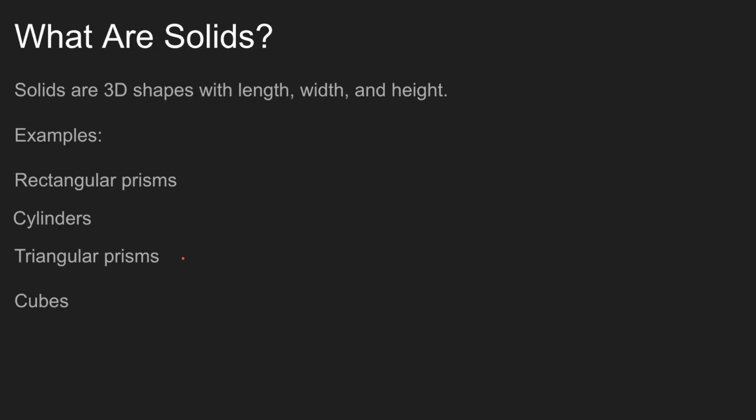So let's get started. What are solids? Solids are 3D shapes with length, width, and height. Okay, so these three are extremely important. Make sure you take note of this. Now, some examples are rectangular prisms, cylinders, triangular prisms, or cubes. So just to show you what it looks like, I'm not the greatest at art, but this is kind of what a, oh shoot, I suck at this, 3D shape would look like, okay? Please don't mind my drawing.